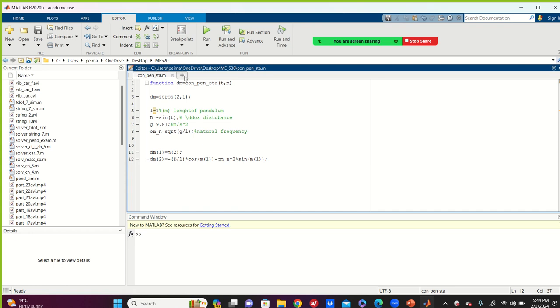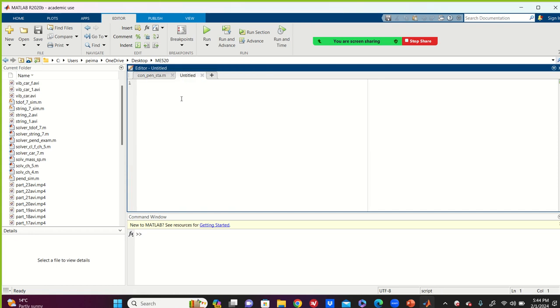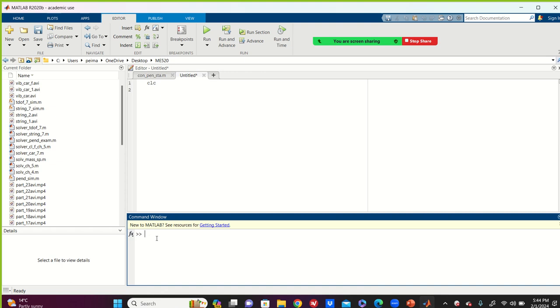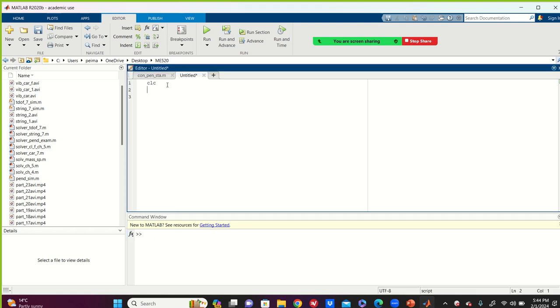Now we have to solve this, right? So you always have to write CLC in MATLAB. CLC is going to clear your workspace, so always do it. Clear all is another command. It's going to clear all the variables for the next run, so it's good to do. And close all is going to close all figures for the next run. Always do this.